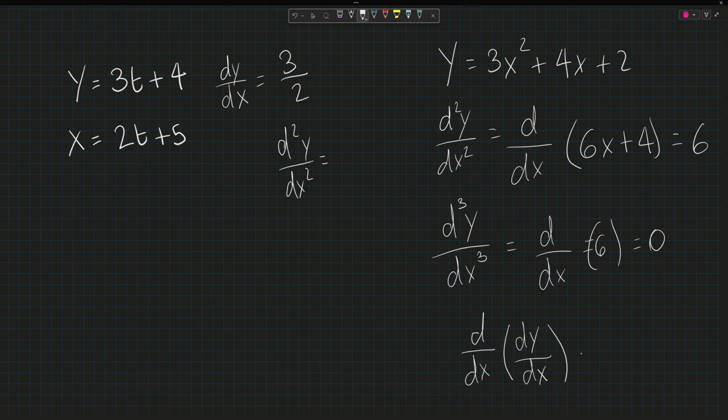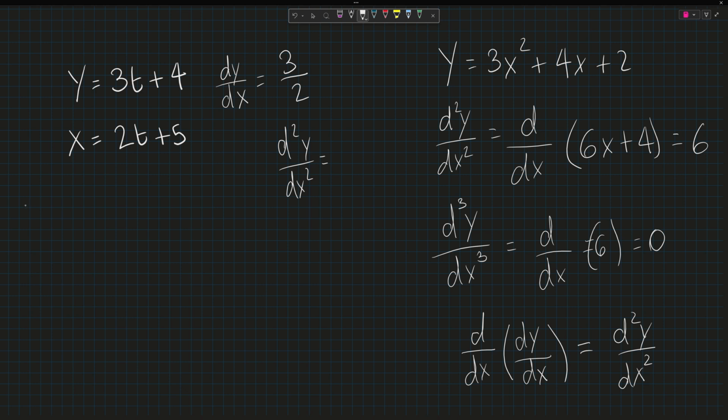Okay? Here you will get d squared y over dx squared. One of these d's won't exist because of the derivative. In the bottom, I mean. On top, the d's get squared. So we have to do the same thing for the parametrics. But once you understand this, you will never have to do this ever again. I'm just doing this to show you how this works.